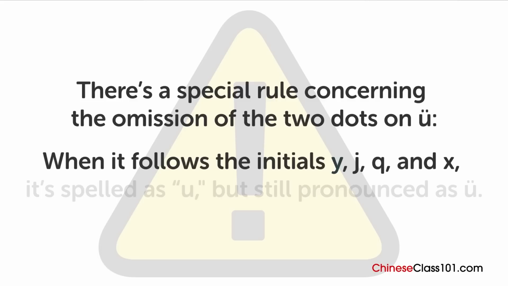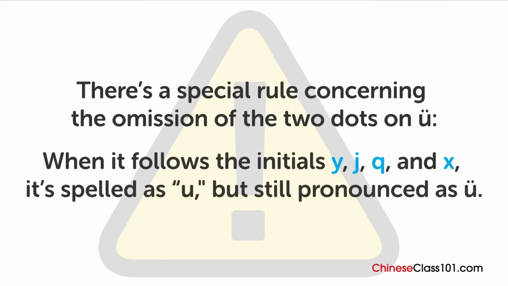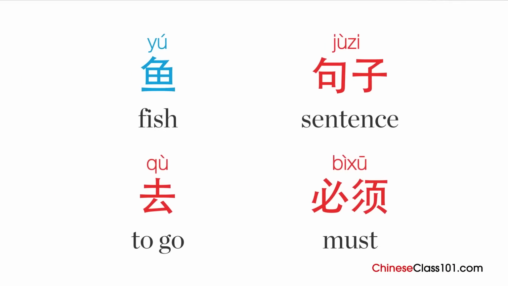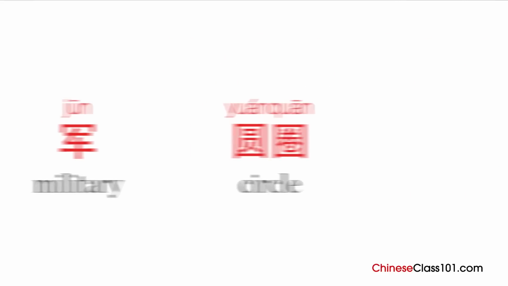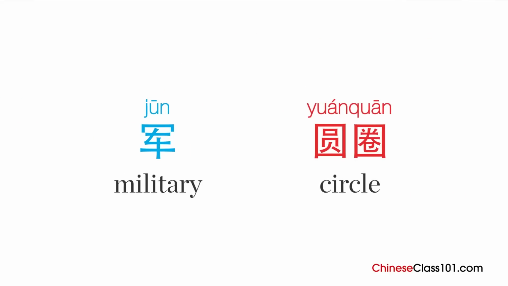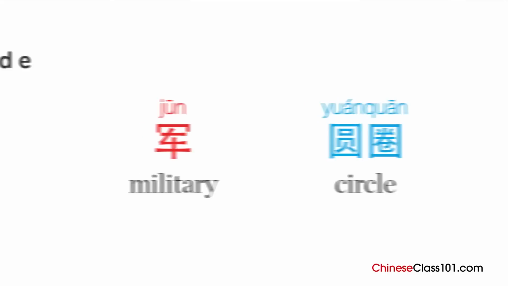There's a special rule concerning the omission of the 2 dots on yu. When it follows the initials y, j, q, and x, it's spelled as u, but still pronounced as yu. For example, 鱼, 句子, 去, and 必须. This rule also applies to any compound finals that start with yu. For example, 均 or 圆圈.